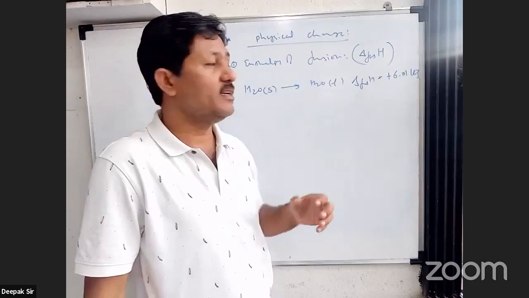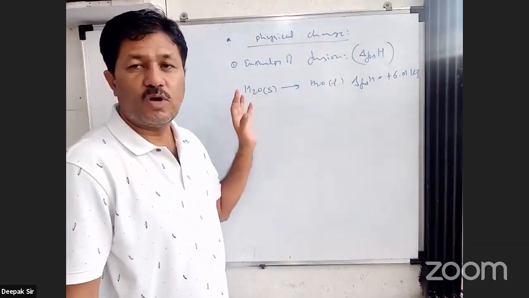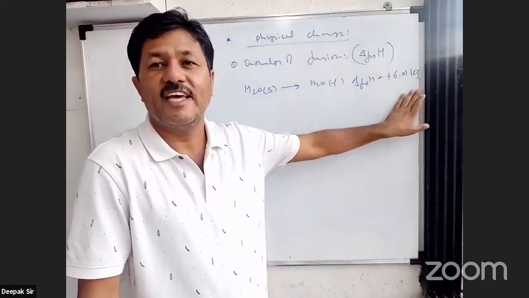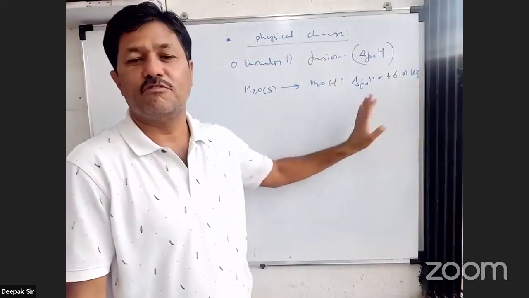1 mole of ice. यहाँ पे कुछ नहीं मतलब 1 mole. So अब 1 mole of ice लेते हैं तब compulsory plus 6.01 kilojoule heat is absorbed by the system. This is called the enthalpy of fusion.